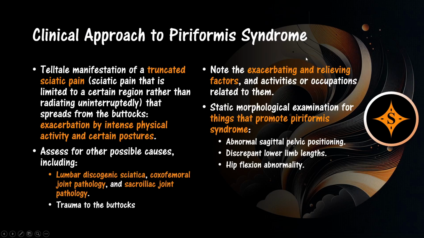While you're assessing for piriformis syndrome, you should also assess for other possible causes, including pathologies in the intervertebral discs that may cause compression and sciatica thus far, and coxofemoral joint arthritis, sacroiliac joint arthritis as well, and whether there is a trauma to the buttocks that may cause the piriformis syndrome or other pathology that may require imaging such as MRI to exclude.